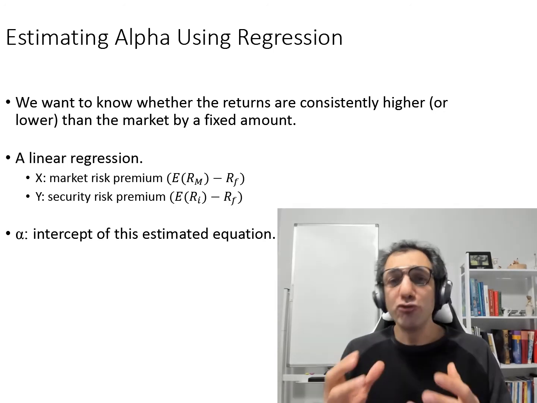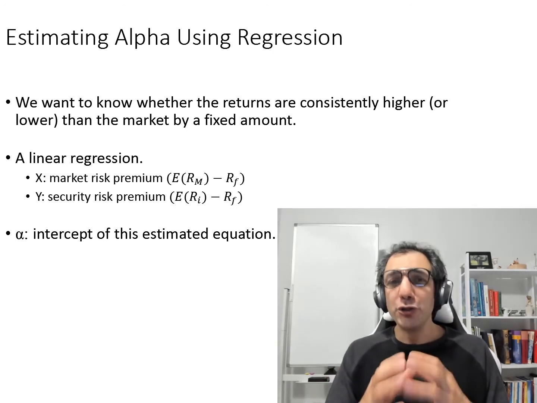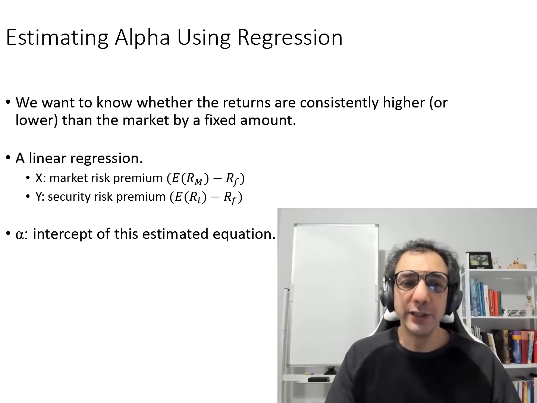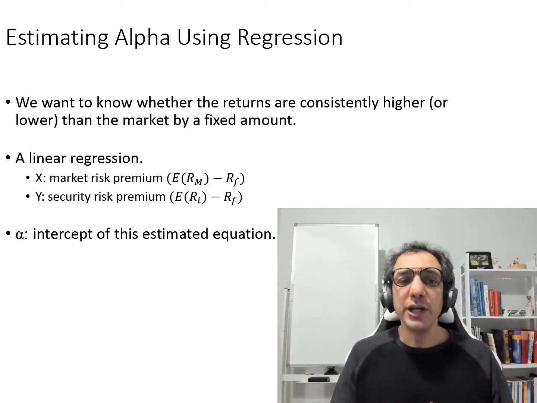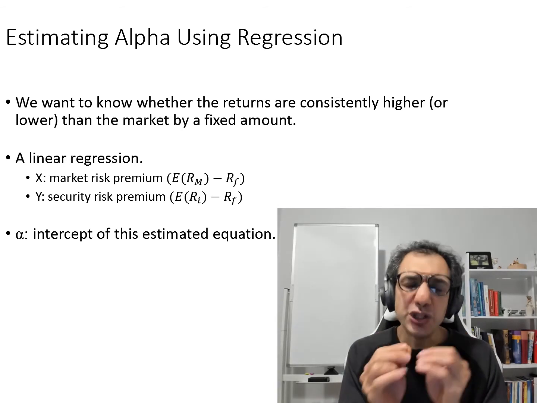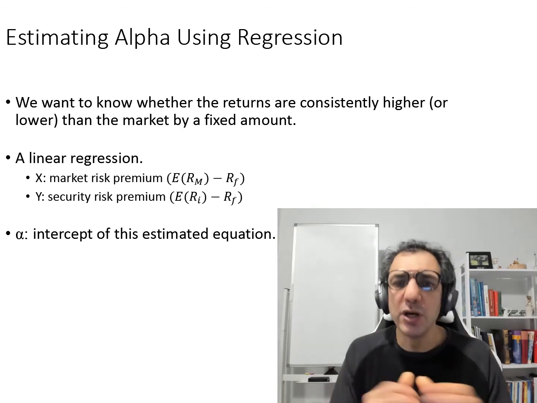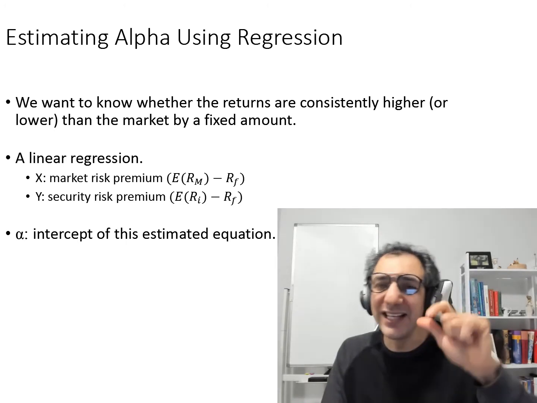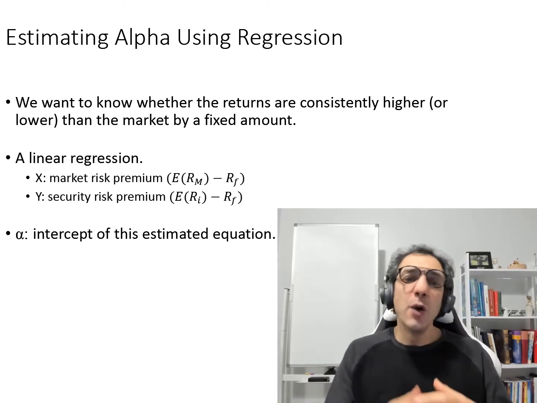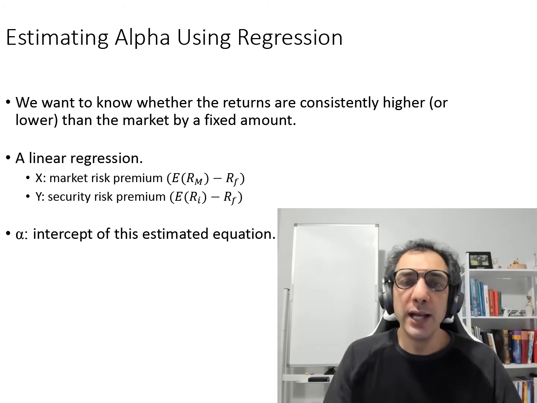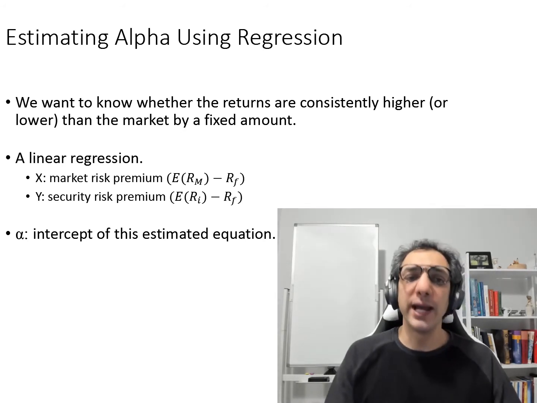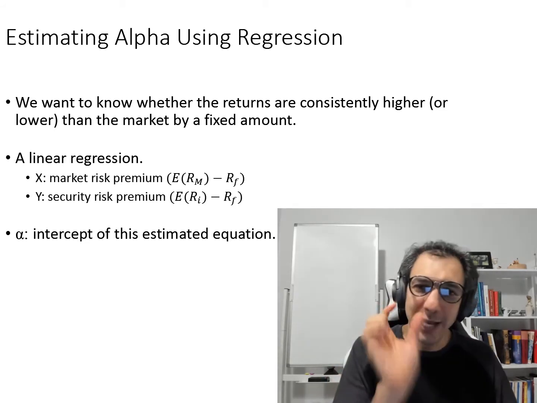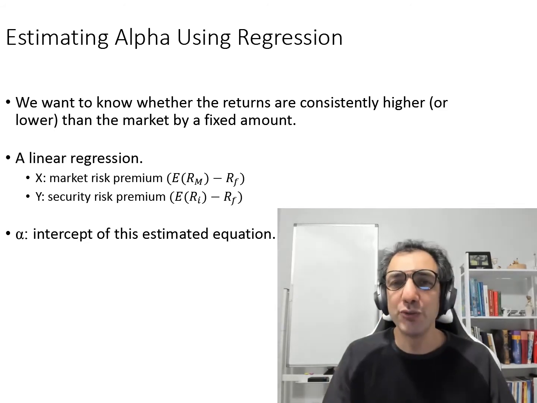When it comes to regression, for sure you know that you need two variables, an independent variable and a dependent variable. Our goal here is to know whether the returns of any investment are consistently higher or lower than the market by a fixed amount. So we define our independent variable, or X, as the market risk premium. What is the market risk premium? Yes, the expected return on the market minus the risk-free rate.